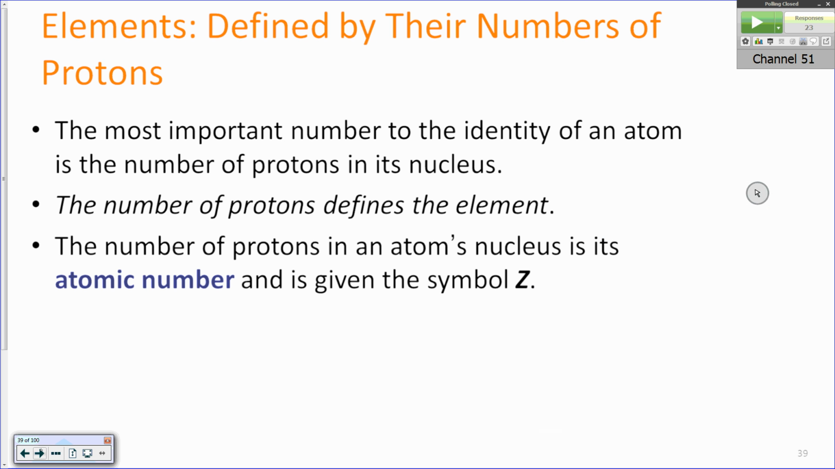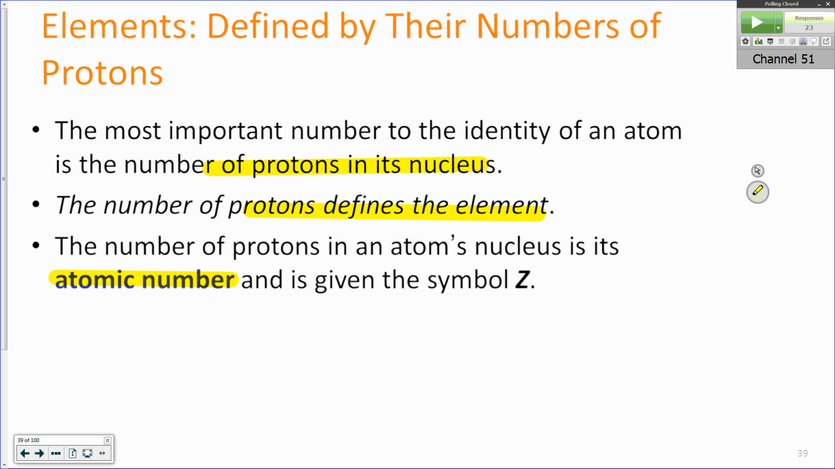Okay, so when we look at all these different atoms, the way that we distinguish one atom from another is what's called the atomic number. The atomic number represents the number of protons in the nucleus, and that's what defines each particular element. In the periodic table, the atomic number is represented with the number above the letter. For example, carbon has 6 protons, nitrogen has 7, oxygen has 8, etc. Hydrogen has 1.